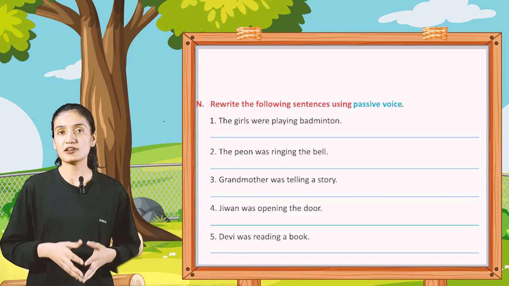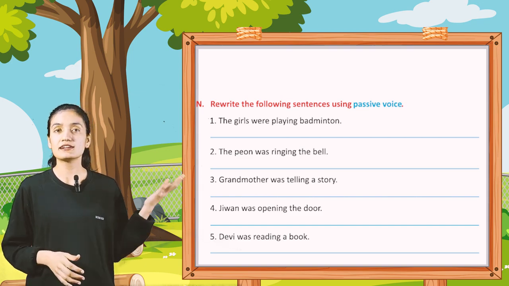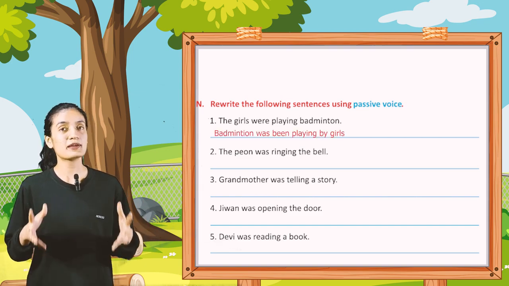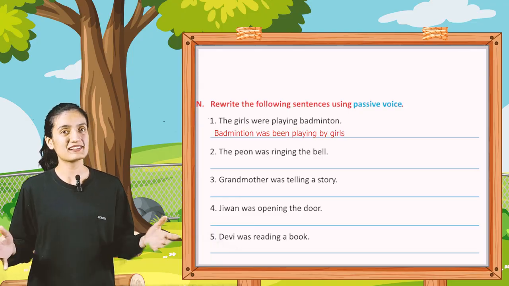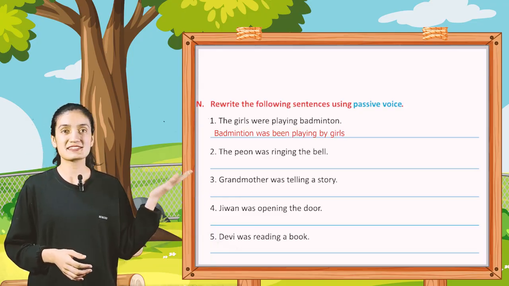N. Rewrite the following sentences using passive voice. The girls were playing badminton. Badminton was being played by girls. Similarly, do the rest.